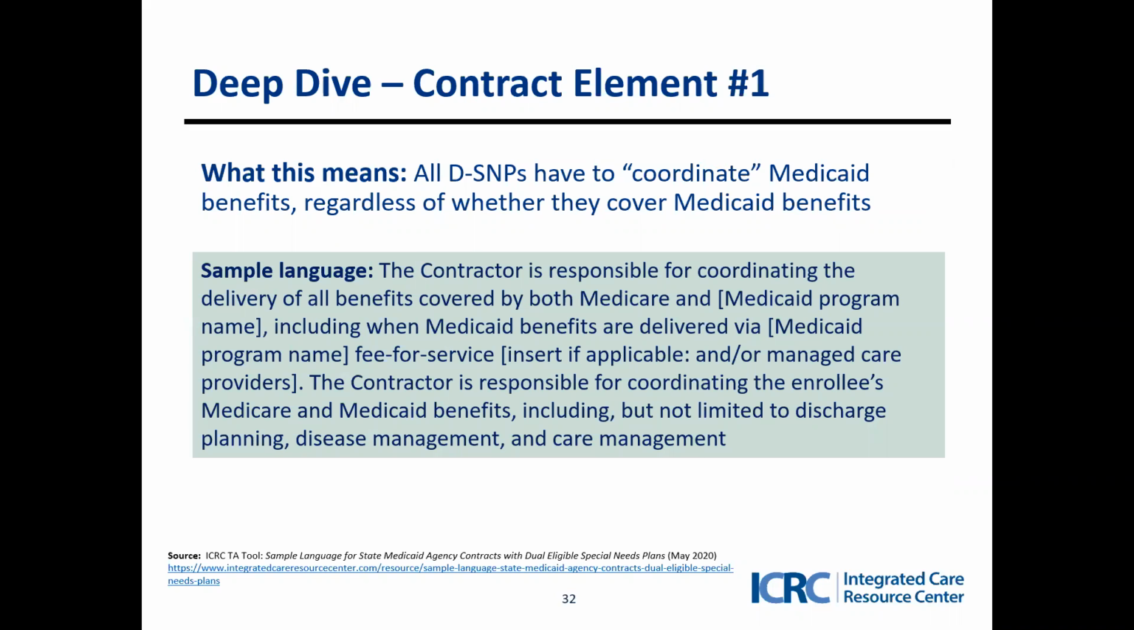So on these next two slides, I'm going to take that deeper dive into the first two required elements around the coordination of Medicaid benefits and the categories and criteria for eligibility. I'll first review the contract element and then interpret what it actually means. And then I'm also going to provide some additional context that I hope is helpful. These slides also contain some sample contract language that you can include and make applicable in your own SMAC.